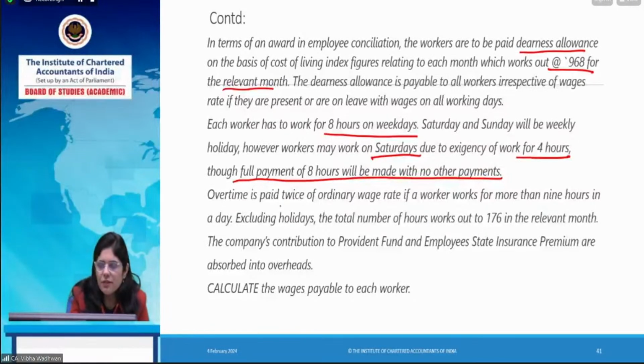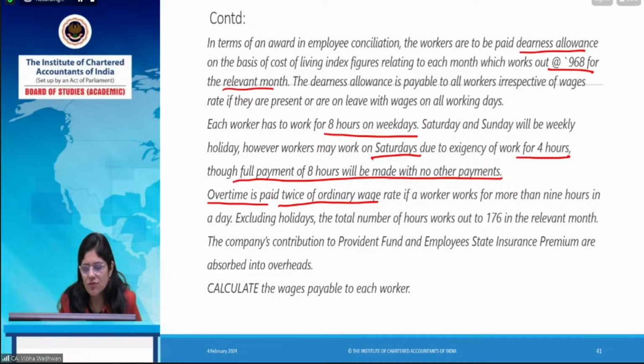Overtime is paid twice the ordinary wage rate if the worker works for more than 9 hours. So overtime will be paid only if the worker works for more than 9 hours in a day, excluding holidays. The total number of hours worked out is this. So this is the number of effective hours, 176. Clear? The company's contribution is already absorbed into overheads.